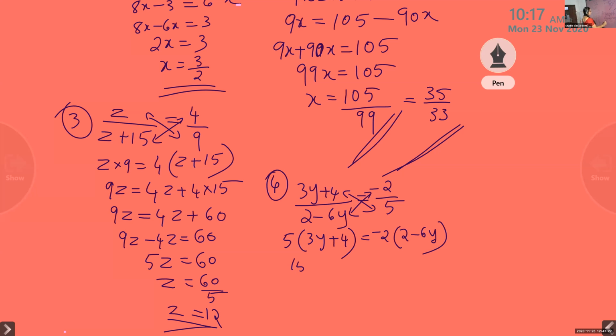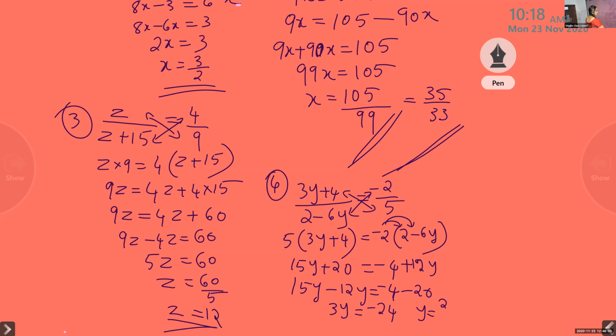5 into 3, 15y. 5 into 4, 20 equal to negative 4 plus 12y. Negative 2 into negative 6, it is plus 12. So 15y minus 12y equal to negative 4 minus 20. So 3y equal to negative 24. Y equal to negative 24 by 3. Negative 8.